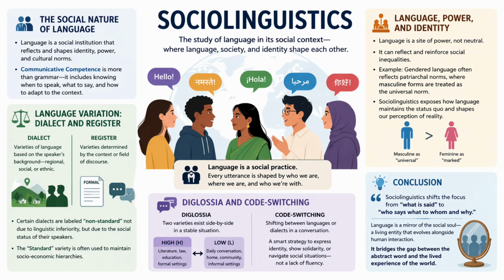Diglossia and code switching. In multilingual contexts, sociolinguistics observes phenomena like diglossia and code switching. Diglossia refers to a stable situation where two varieties of a language exist side by side, a high variety used for literature, law, and education, and a low variety used for domestic everyday life.